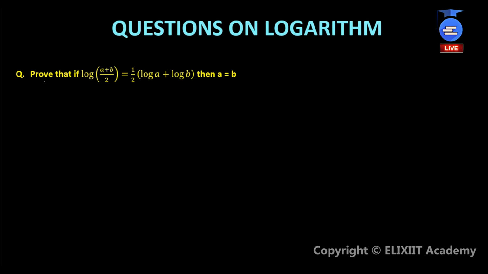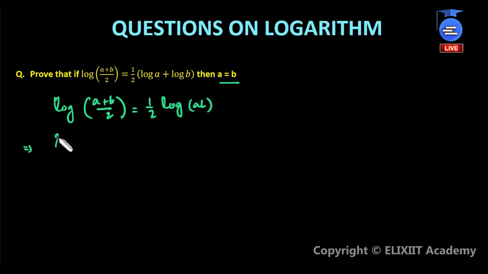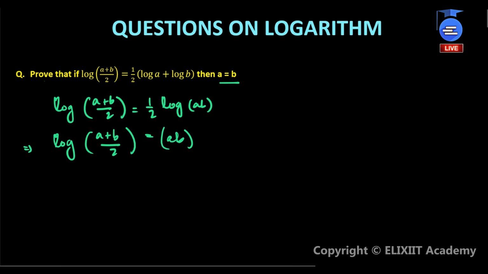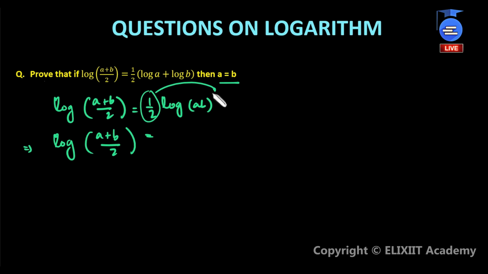Prove that if log of (a plus b) by 2 is equal to half of (log a plus log b), then a is equal to b. That is what we need to prove. So we start with log of (a plus b) by 2. Write the right side as log ab raised to the power 1 by 2. This power will go over here, so we have log ab raised to the power 1 by 2.